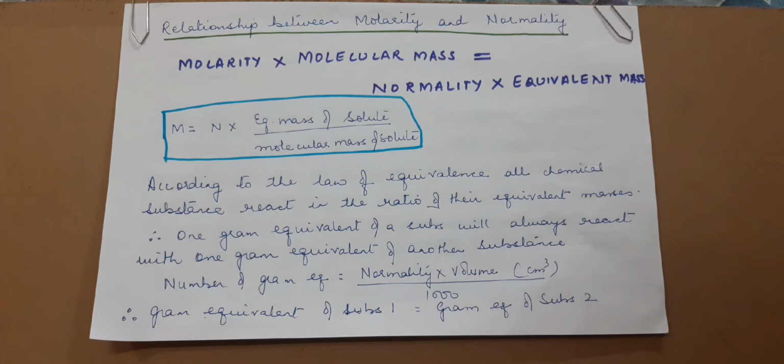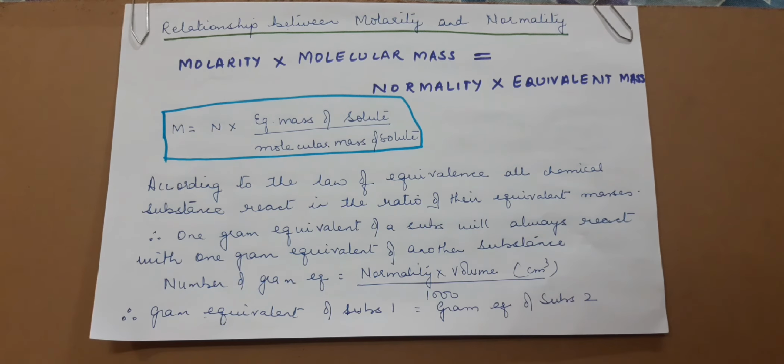Now we had studied, when we were doing chemical equivalence, we had seen the law of equivalence. What did it state? That one equivalent of one particular substance will react with one equivalent of another substance. Right? That means all reactions take place in the ratio of their equivalent masses. One equivalent of A will react with one equivalent of B to give one equivalent of C, one equivalent of D as the number of products. Whatever be the number of products, that many equivalent.